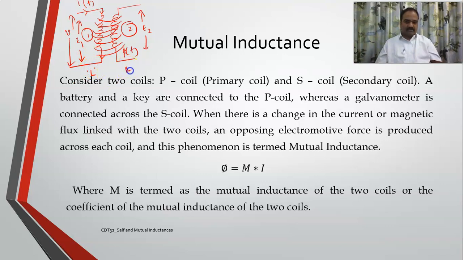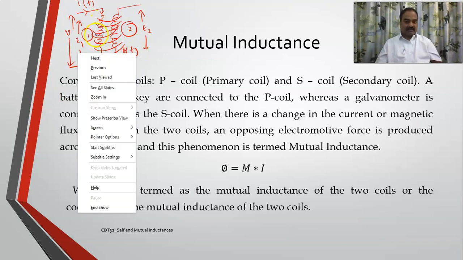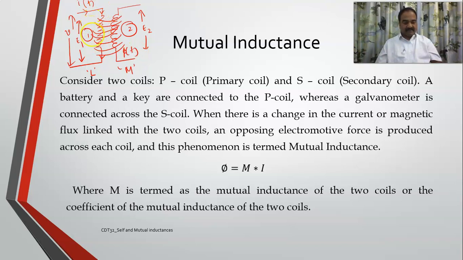Case 2 is called mutual inductance, because the current is not flowing in the second coil. Current is flowing in the first coil, the field is developed by the current of the first coil, but EMF is generated in the second coil. In this case it is called mutual inductance. In this case it is called self-inductance. Understood? I hope now you have understood the difference between self-inductance and mutual inductance.